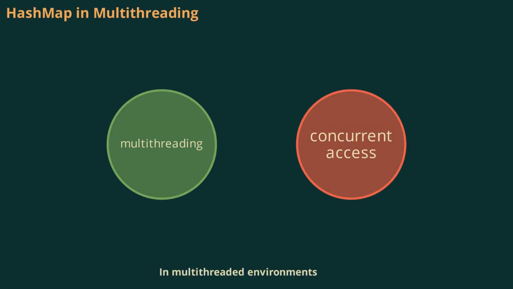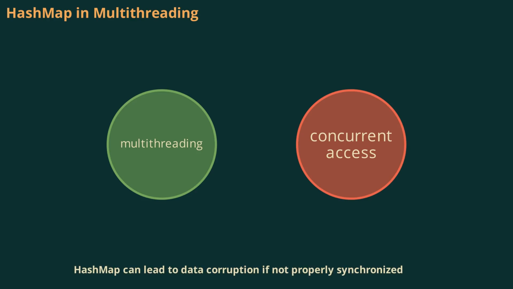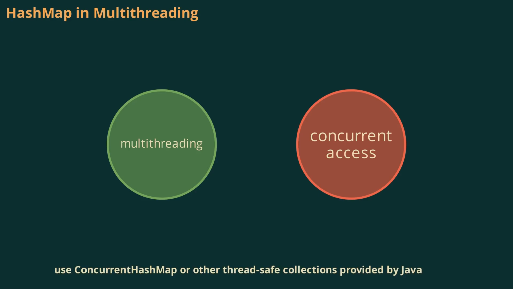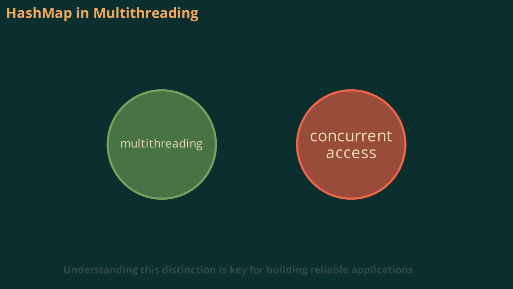In multi-threaded environments, HashMap can lead to data corruption if not properly synchronized. For safe concurrent access, use ConcurrentHashMap or other thread-safe collections provided by Java. Understanding this distinction is key for building reliable applications.